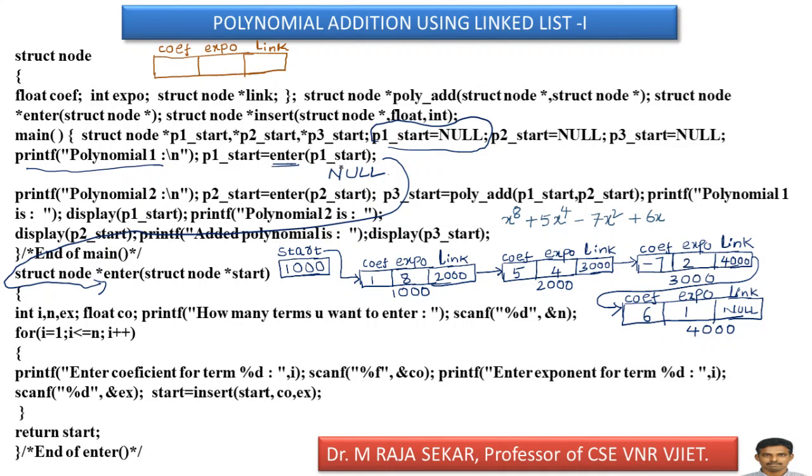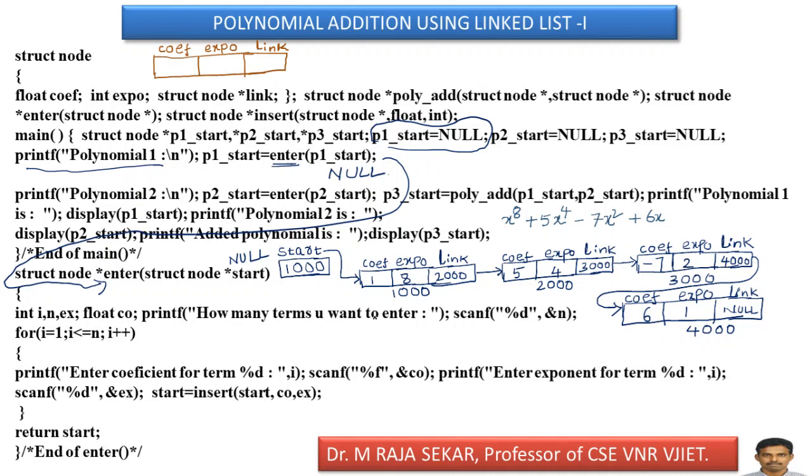This p1_start is null. That null value will be copied to this null pointer. Therefore, what is the value of start? Start equal to null. i, n, ex are integer type variables. co, the coefficient, is float type variable.